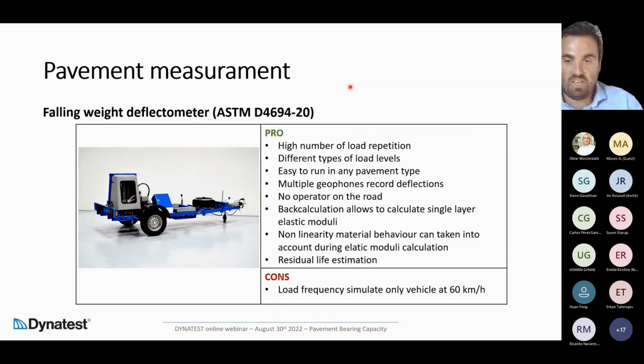The negative, if it's negative, the frequency cannot be changed. So the load frequency simulates a vehicle at around 60 km/h. So it's very important because backcalculation allows us to estimate the elastic moduli of each single layer and not the entire overall pavement. Most of the previous measurements can provide information only on the overall pavement and not layer by layer.